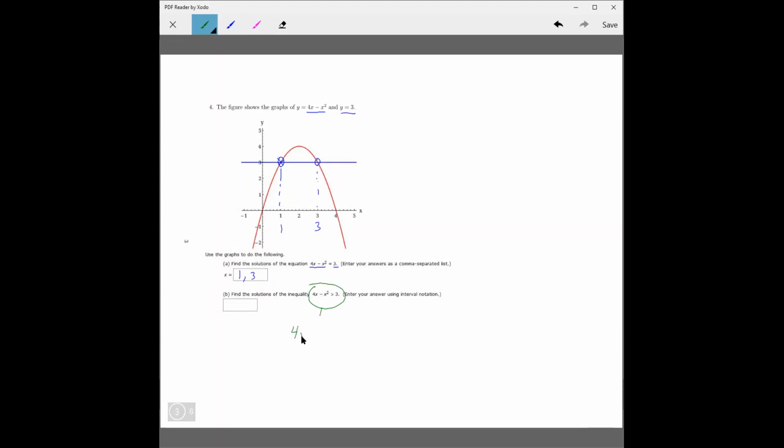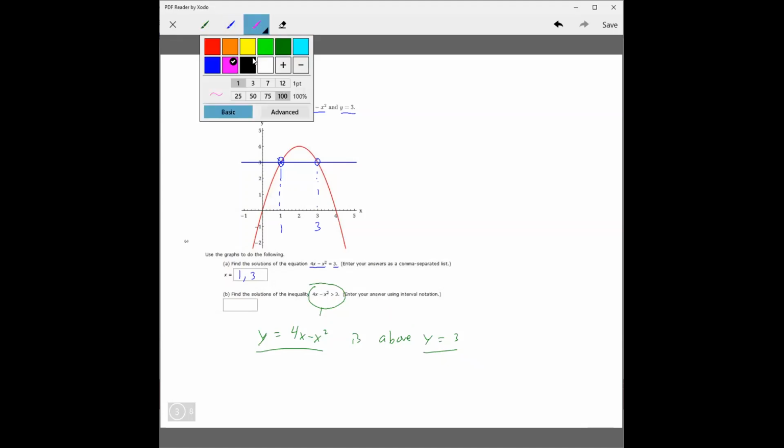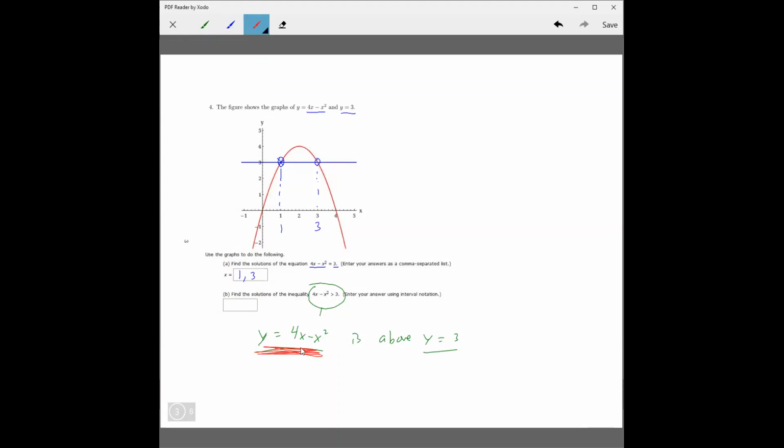For this one right here, the graph of 4x minus x squared is above y equals 3. So this graph is above that graph. And remember, this graph is the red graph right here, and this graph here is the blue graph. So you're looking for where the red is above the blue, which will be everything from here to here, or all these points right there.